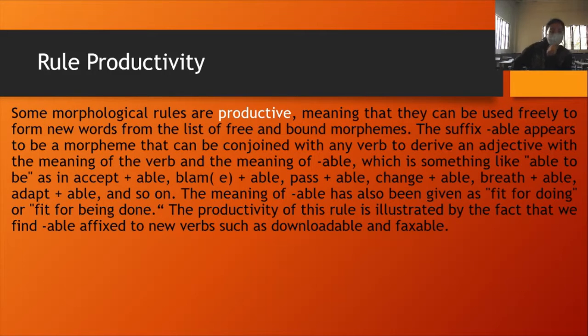So, rules of productivity. Some morphological rules are productive, meaning that they can be used freely to form new words from the list of free and bound morphemes. The suffix able appears to be a morpheme that can be conjoined with any verb to derive an adjective with the meaning of the verb and the meaning of able, which is something like able to be, as in accept plus able, blame plus able, pass plus able, change plus able, breath plus able, adapt plus able, and so on.